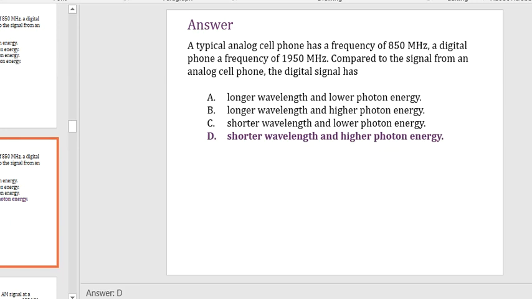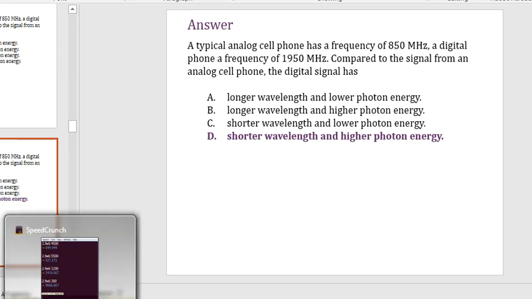So we have two different phone frequencies. One has a frequency of 850 megahertz, that's 850 times 10 to the 6 hertz. And the other one, F2 we'll call it, the digital phone, has a frequency of 1.9 gigahertz, or in other words, 1,950 times 10 to the 6 hertz. And we're being asked, the digital signal, the F2, does it have a shorter wavelength or a longer wavelength?